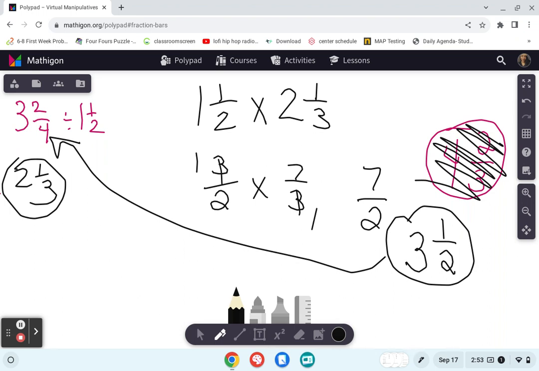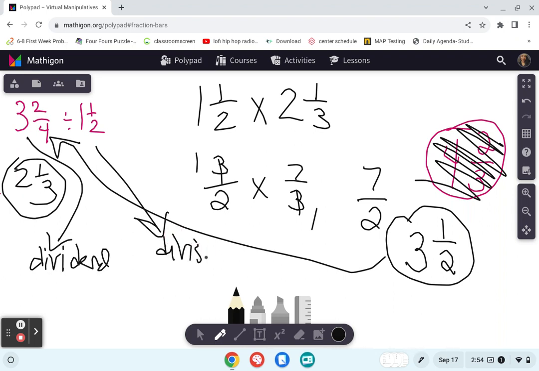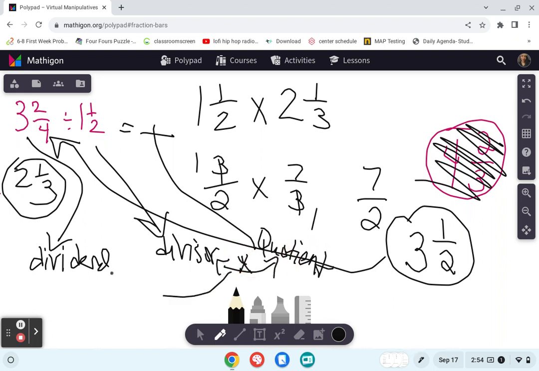So what we're going to do is practice our keep, change, flip. And remember, this is our dividend. This is our divisor. And the answer we get is our quotient. So how do I check a division problem? Well, I take my quotient and I multiply it by my divisor, and I should get my dividend. And that's what we did.